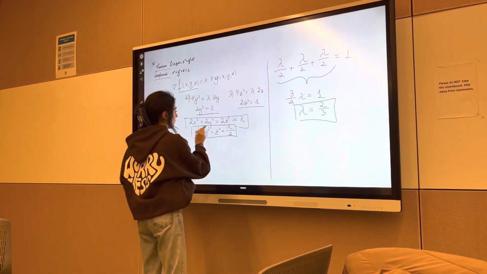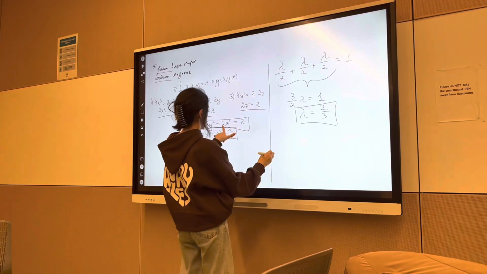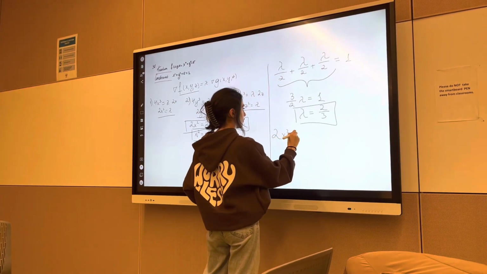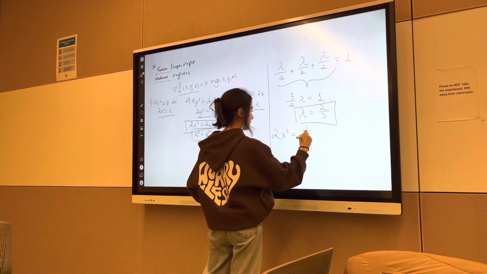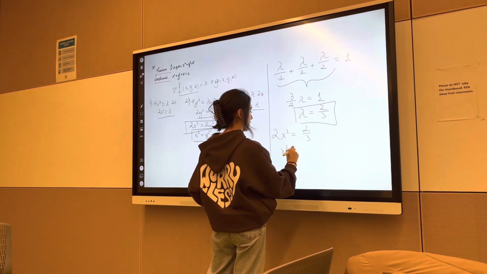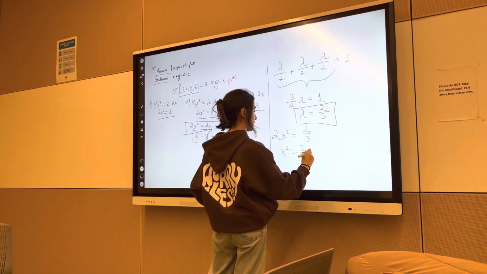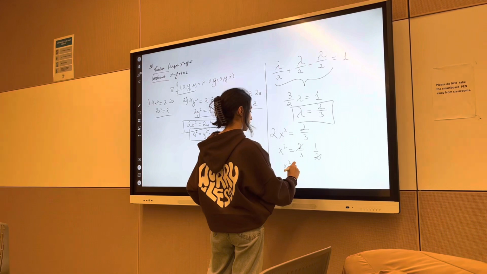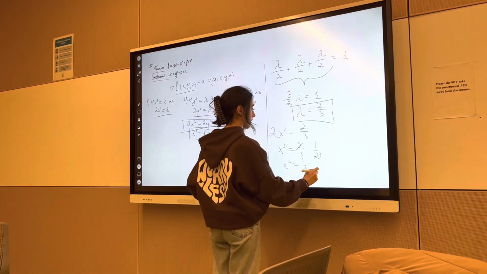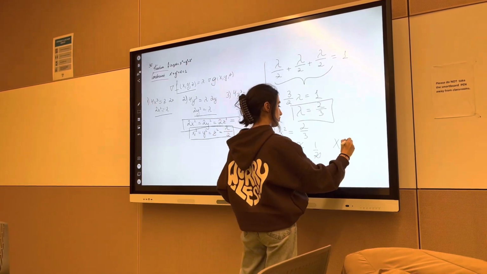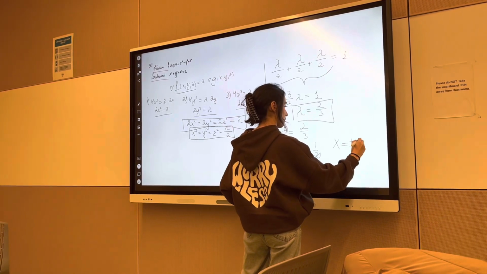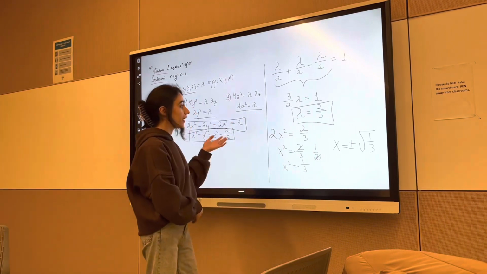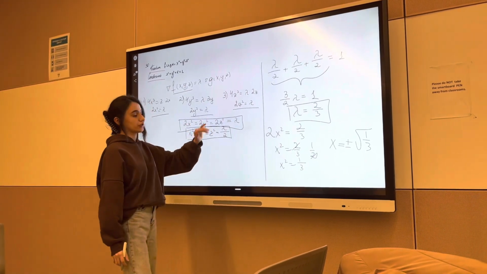Now that we have our lambda, we can also find our x, y, and z from this. So, as you see here, for example, just going to take x, 2x squared is equal to 2 over 3. X squared is 2 over 3 multiplied by 1 over 2. X squared is equal to 1 over 3, and x is plus or minus square root of 1 over 3, which is also true for y and z because they are all equal to each other.